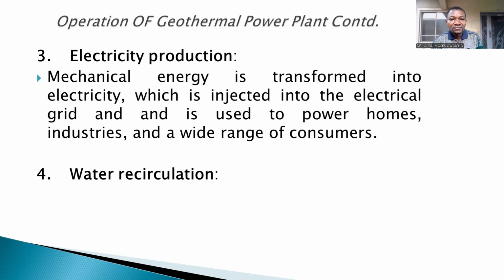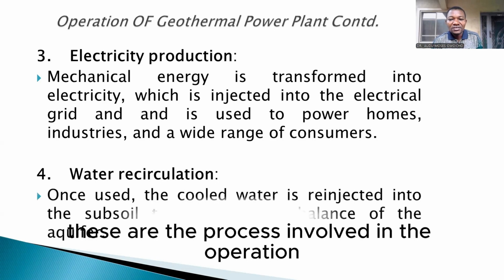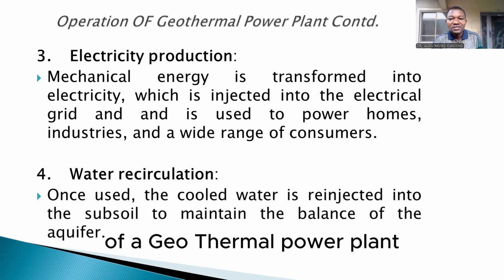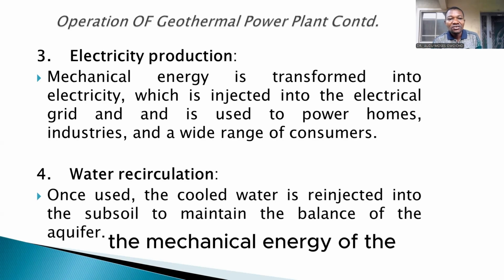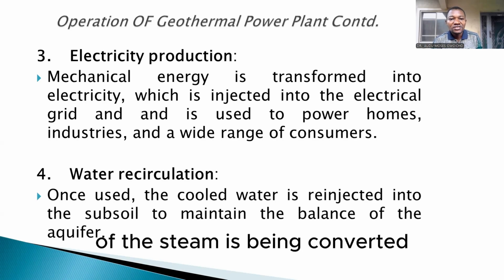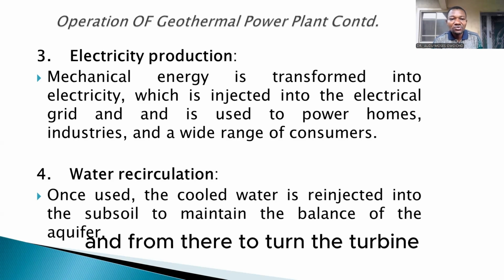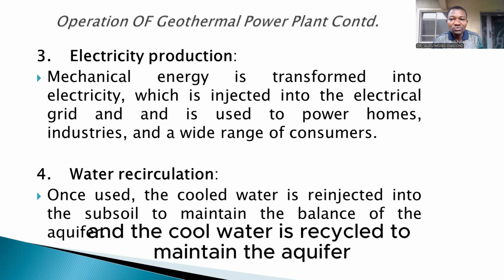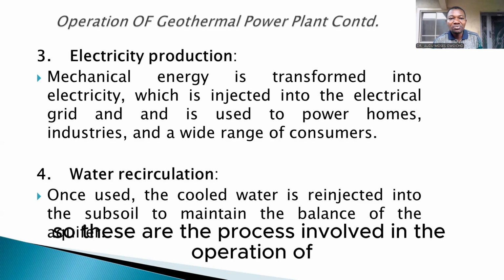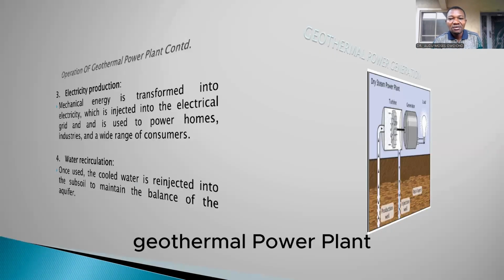First of all, these are the processes involved in the operation of a geothermal power plant. A well is drilled into the interior to extract the heat. The mechanical energy of the steam is converted, and from there it turns the turbine. From there, electricity is being produced, and the cool water is recirculated to maintain the aquifer. So these are the processes involved in the operation of a geothermal power plant.